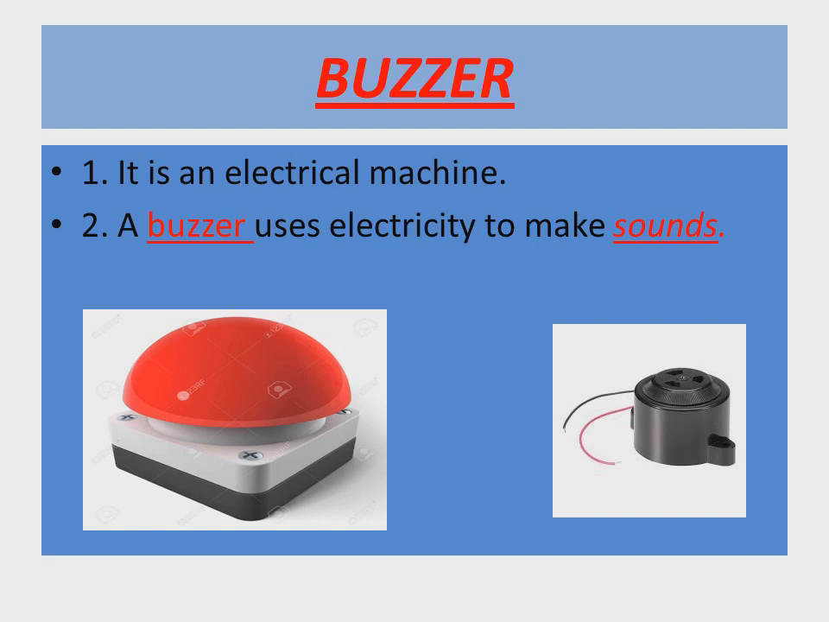B for buzzer, like buzz, the buzz sound is coming. So if you are forgetting, you can think of the buzz sound. Buzz is related to sound. So a buzzer uses electricity to make the sound.